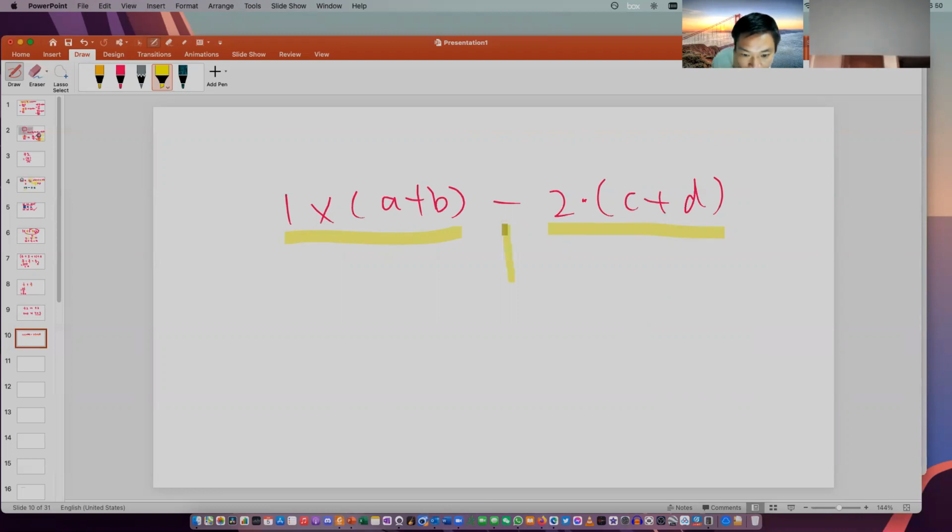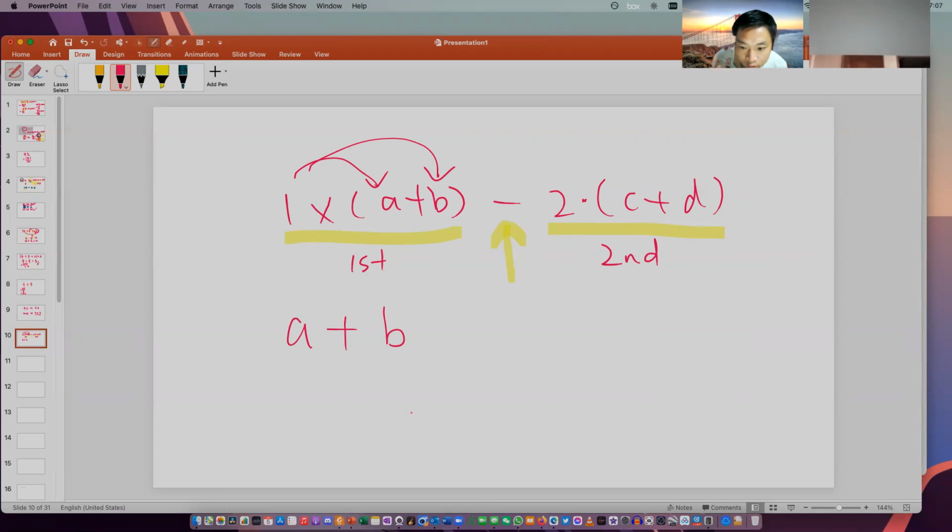They are separated by a minus sign. Am I right? Okay, good. So what you need to do is solve the first part first. The first part is very simple. First arrow, second arrow. So you end up with A plus B. Okay, that's the result of the first part.